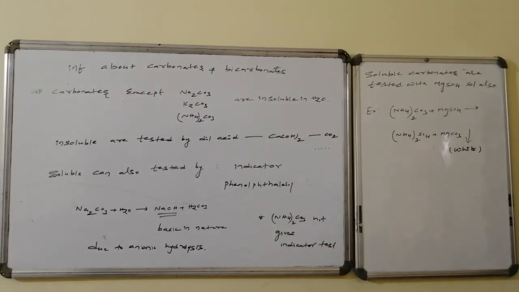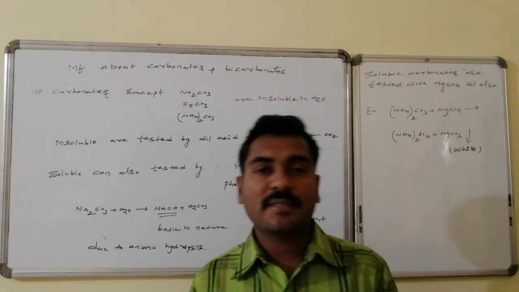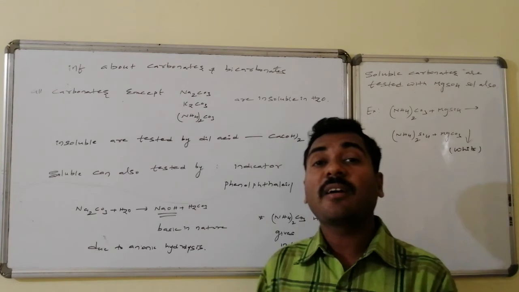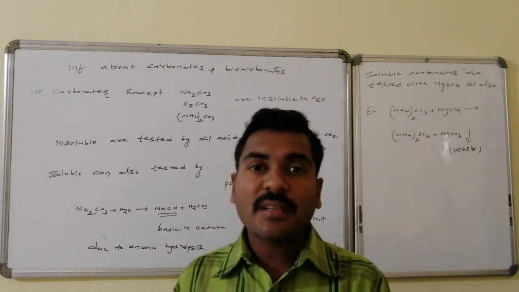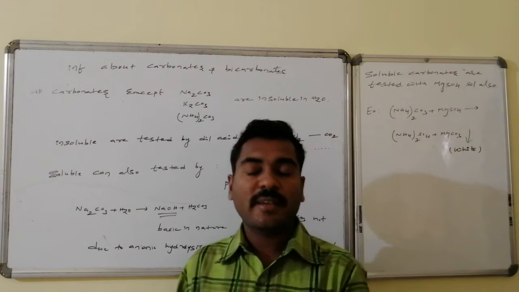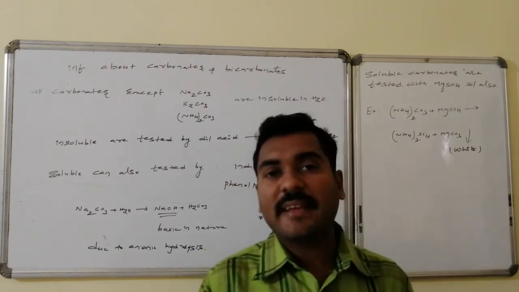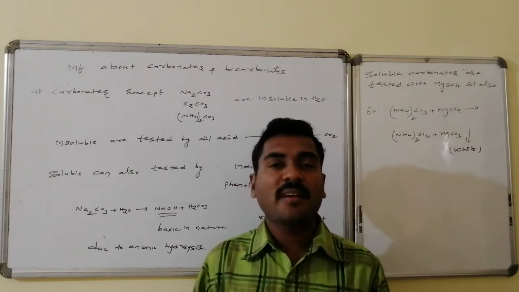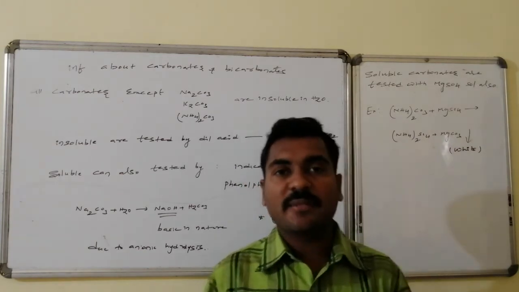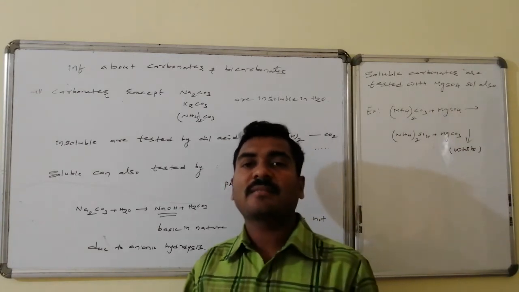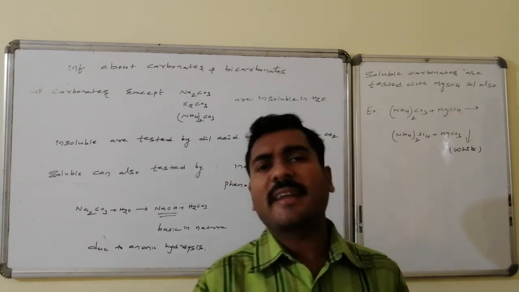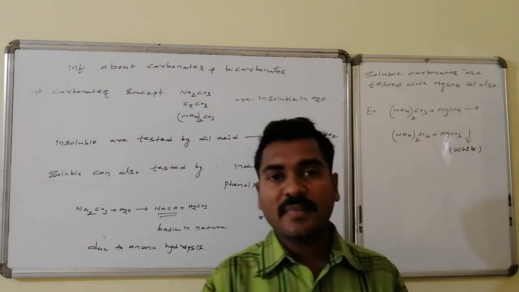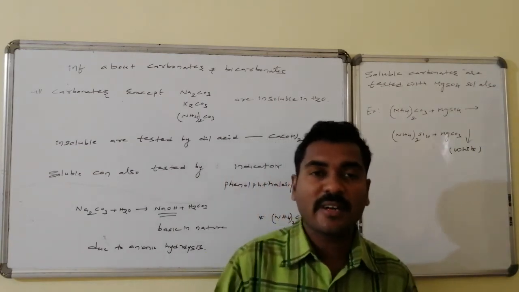Information about the carbonates as well as the bicarbonates. All carbonates except sodium, potassium as well as ammonium carbonate are insoluble. Generally, insoluble carbonates are tested by making them react with dilute acid like HCl or sulfuric acid, followed by carbon dioxide gas evolution, and that gas is sent to the aqueous calcium hydroxide solution, that is lime water, which leads to solid calcium carbonate, and on excess sending it is converted to soluble calcium bicarbonate. Whereas if it is soluble, another method is also adaptable.